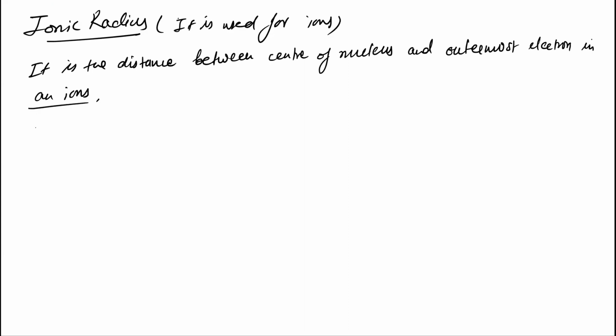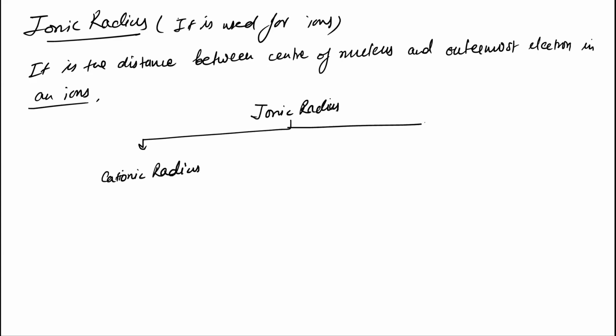Got it? So there are two types of ions, you know. So ionic radius is of two types, or we have divided it into two parts. One is the cationic radius, and the second one is anionic radius.